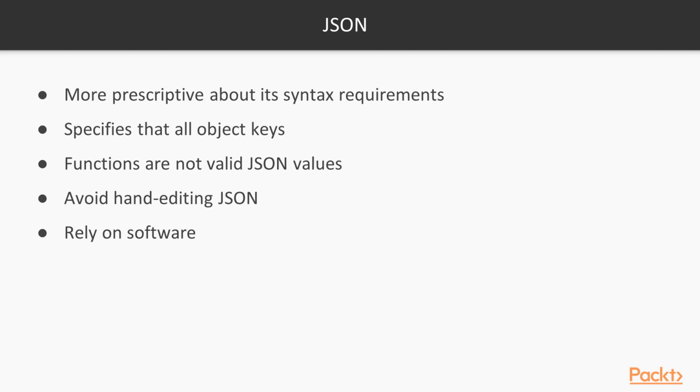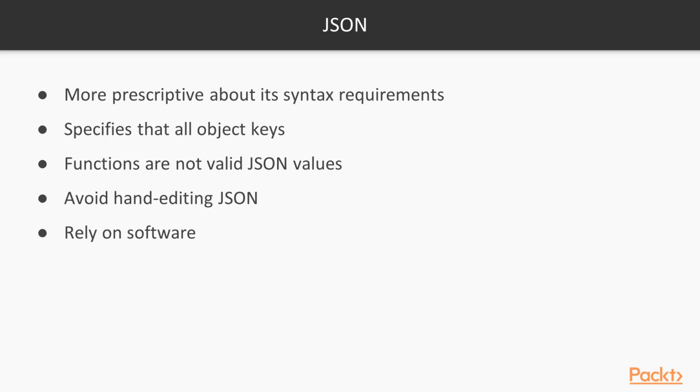While based on JavaScript object literals and array literals, JSON is more prescriptive about its syntax requirements and more restrictive about the values it allows. For example, JSON specifies that all object keys as well as all string values must be enclosed in double quotes. Also, functions are not valid JSON values. Because of its strictness, developers should avoid hand-editing JSON and instead rely on software such as a server-side script to format it properly.